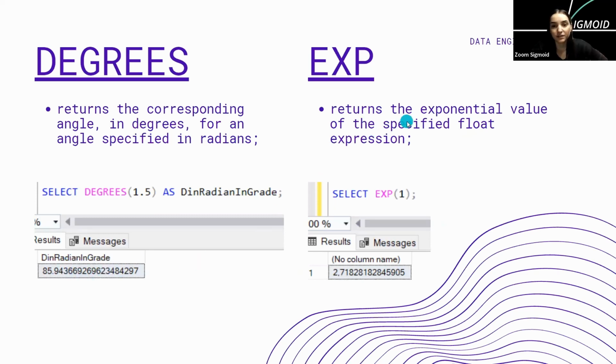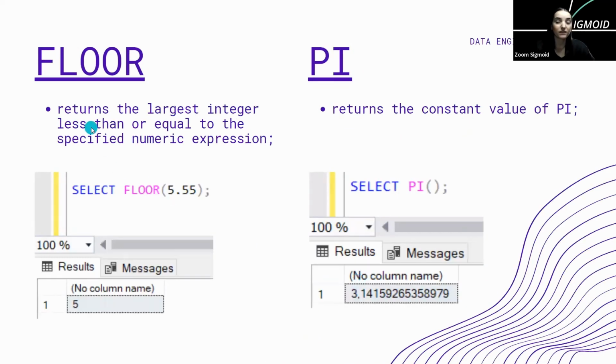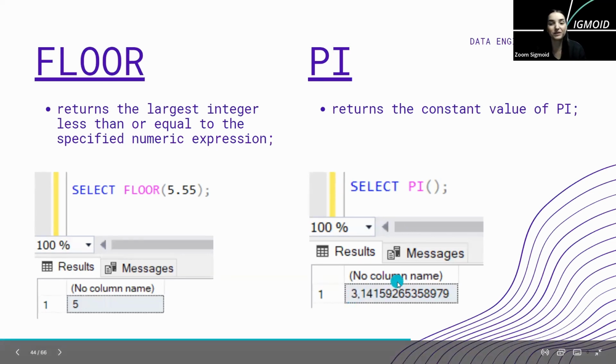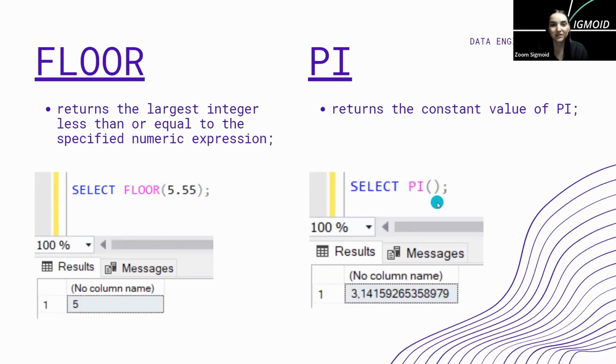We have the exponential, which returns the exponential value. For those who know, the exponential value is 2.71. We have the floor. We had the ceiling, we have now the floor, and the floor for 5.55 is 5. So remember, it takes the integer value. As in the ceiling we took 6, now we take 5. We have PI, in case you forgot the digits of pi, you can use it by a SELECT PI function.